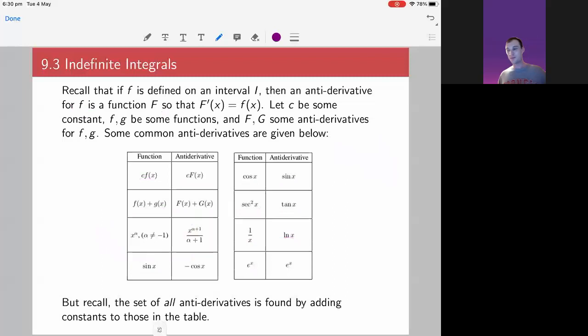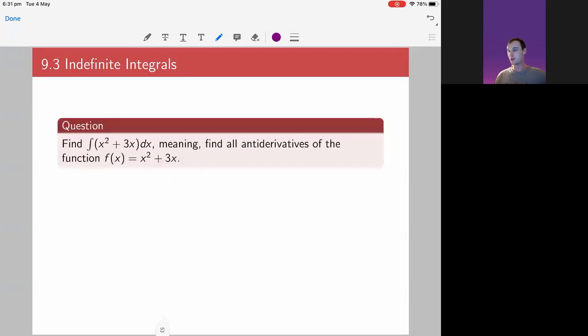But remember, even though these tables are useful, when you're asked to find the set of all antiderivatives, that means you have to add arbitrary constants to all of these antiderivatives you see in this table. Okay, now let's have a look at a question that will hopefully illustrate what I mean by finding antiderivatives and indefinite integrals.